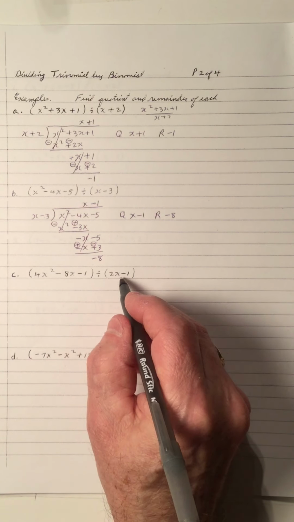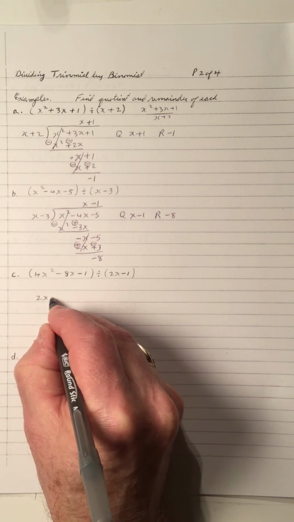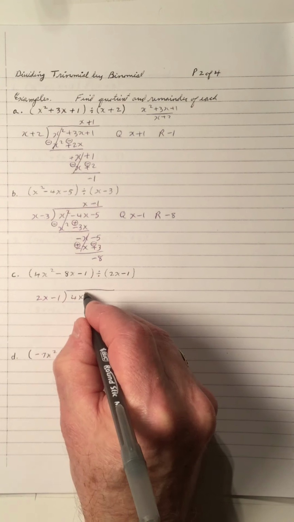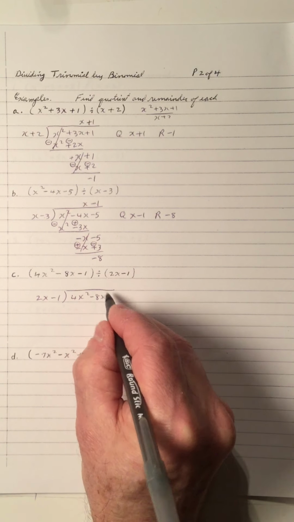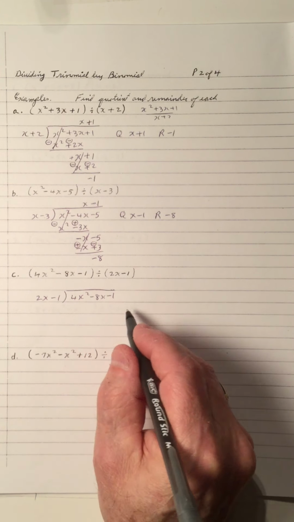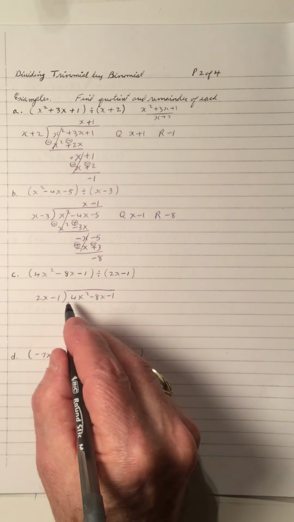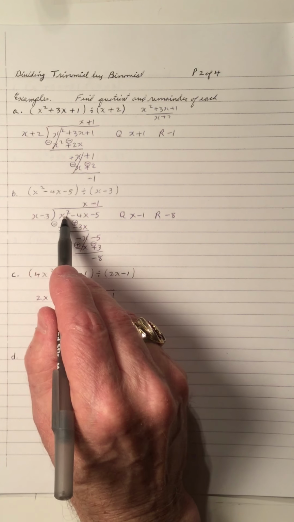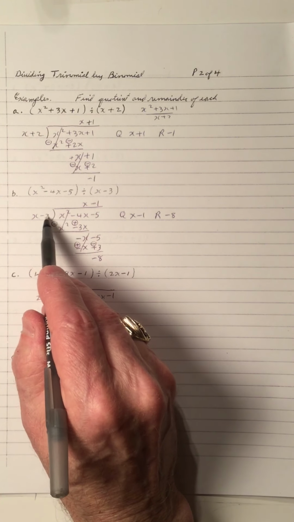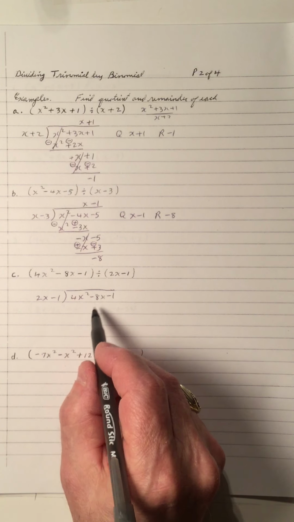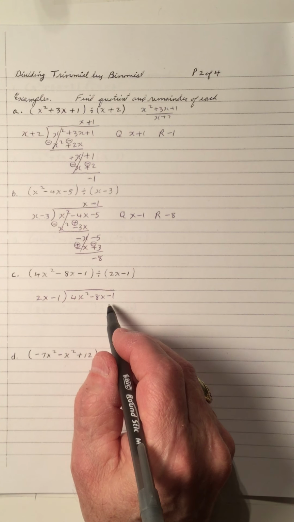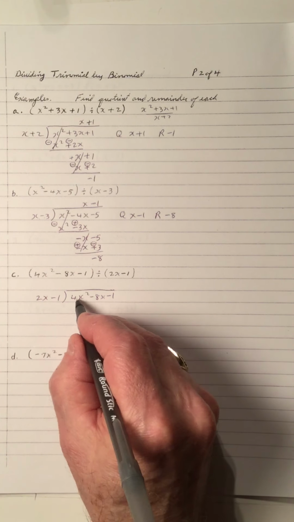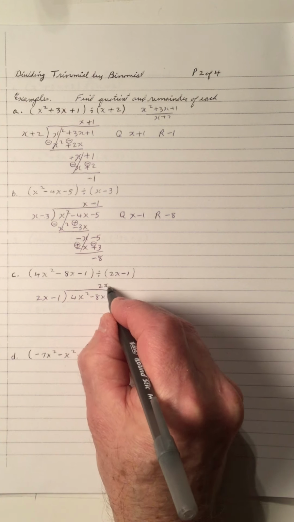C, we have a 2x minus 1 being divided into 4x squared minus 8x minus 1. Now we divide. Notice they're in descending order: x squared, x, and a constant. They're all in descending order, so we have no worries. If they're not in descending order, you won't be able to divide it, so they have to be in descending order. So 2x into 4x squared is a 2x.